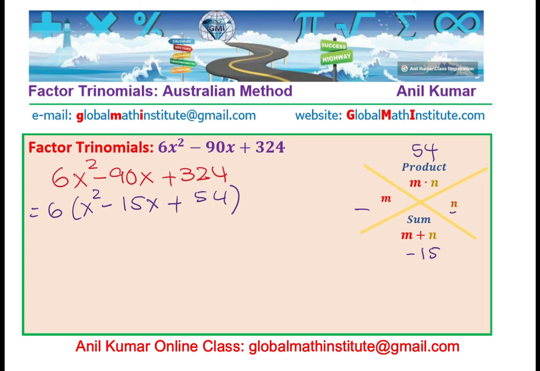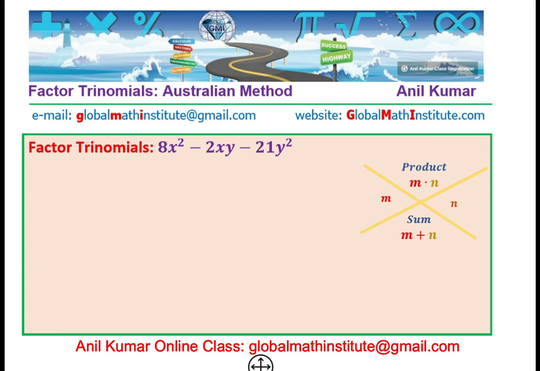So 6 times 9 works. So 9, 6, I'm writing here. So I could now factor this as x minus 9 times x minus 6. We have to divide by just 1 because it is x squared. So that becomes our final answer. Do you see how easy it becomes? The last question before you is 8x squared minus 2xy minus 21y squared.